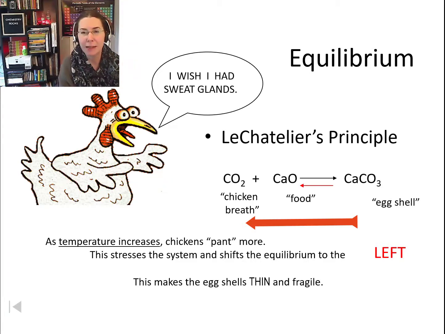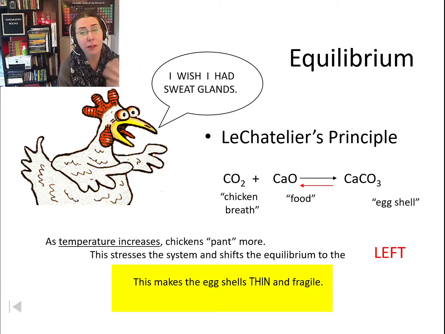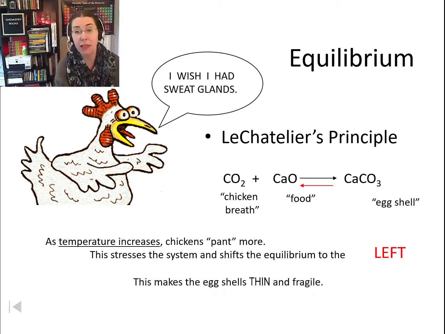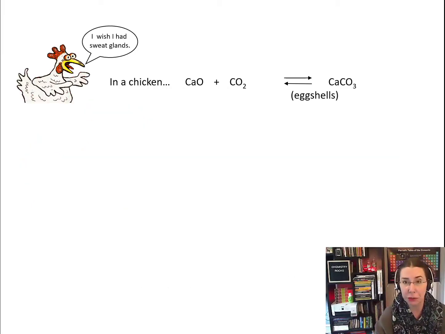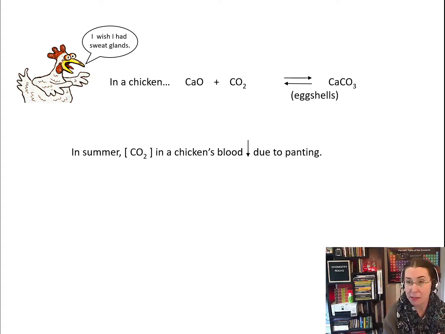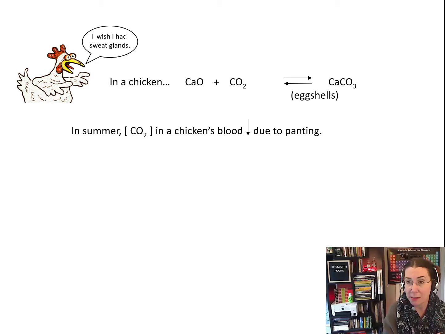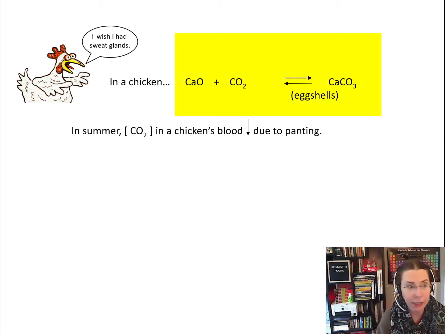Now, that might not seem like a huge problem, but if you're a chicken farmer and you're selling eggs, you really don't want thin eggshells because when the chickens sit on their eggs, then they break them, which is no good. So what can we do? Remember our equation. We have calcium oxide from the food, carbon dioxide from their breath, making the calcium carbonate for their eggshells. So in the summer, the carbon dioxide in the chicken's blood goes down because they're panting.